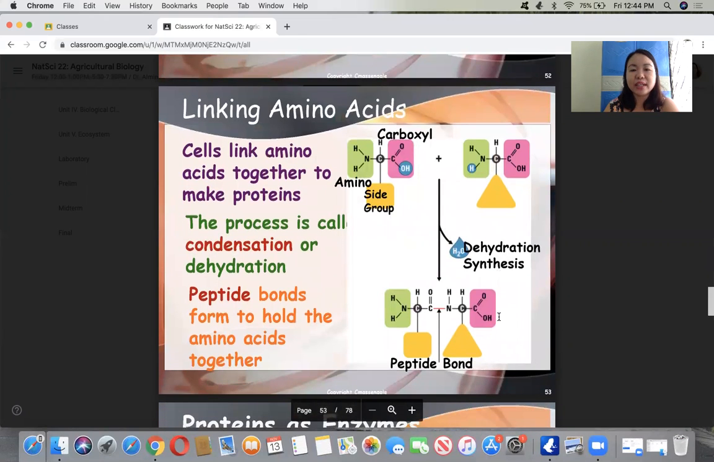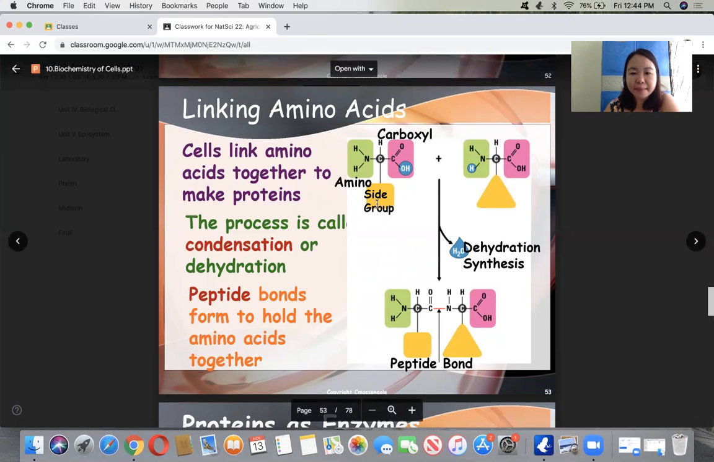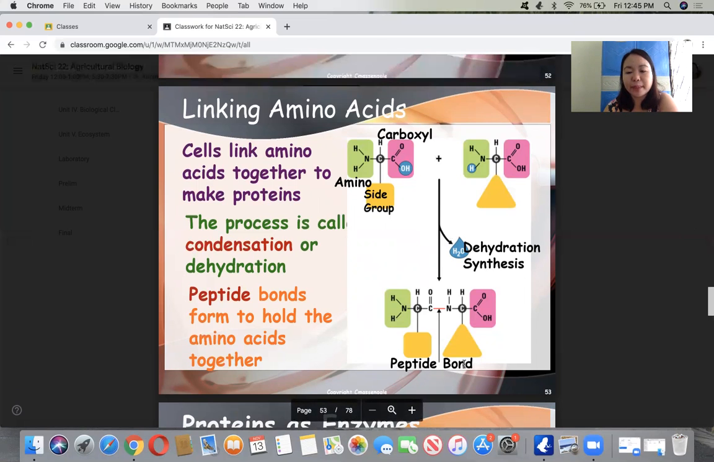Linking amino acids: the cell links amino acids together to make proteins. The process is called condensation, or dehydration, with the removal of water. Peptide bonds form to hold the amino acids together. So this is the amino side group and the dehydration synthesis to form peptide bonds.